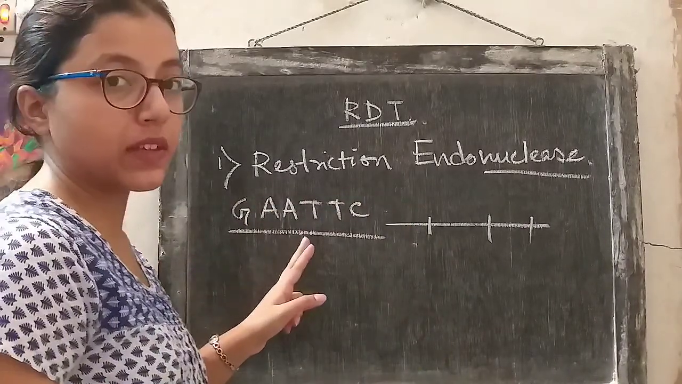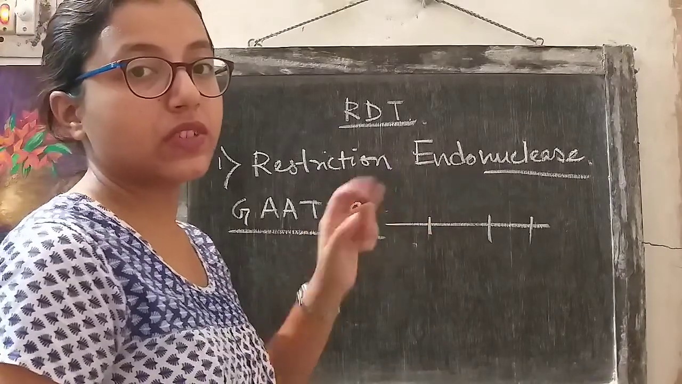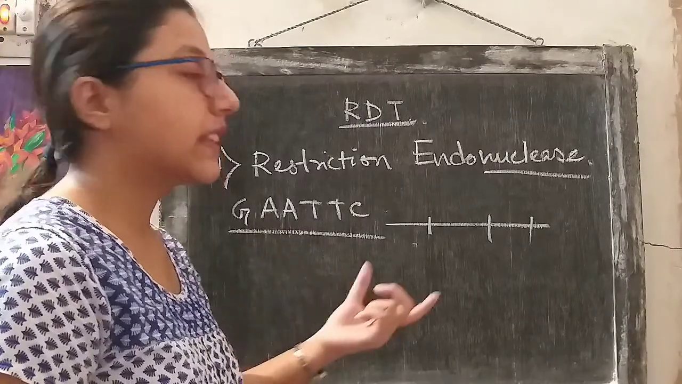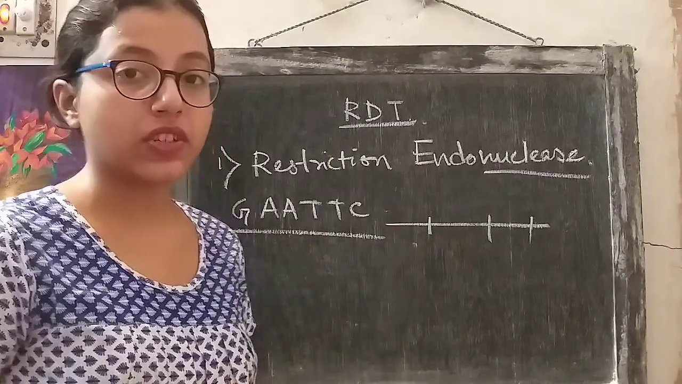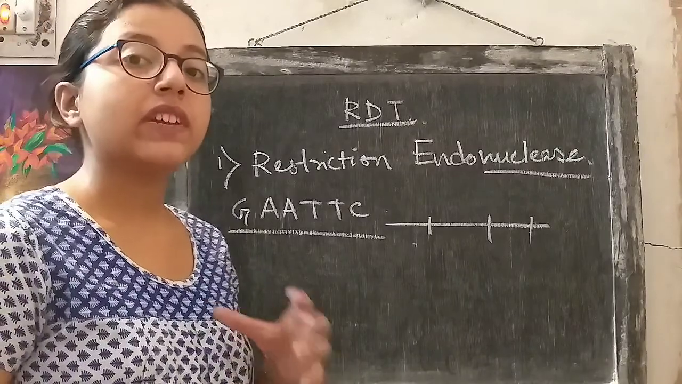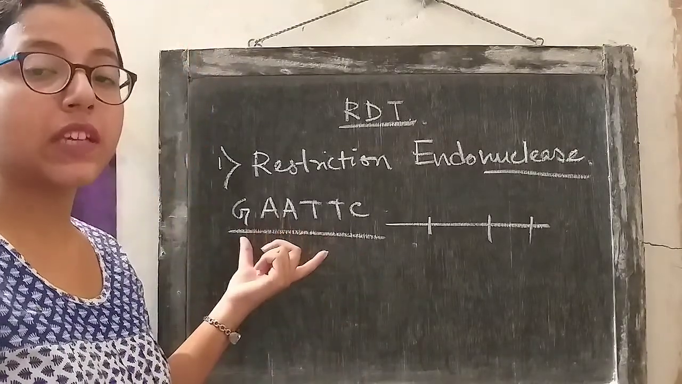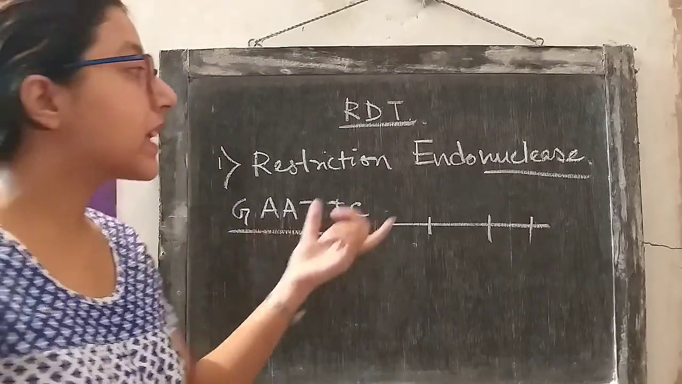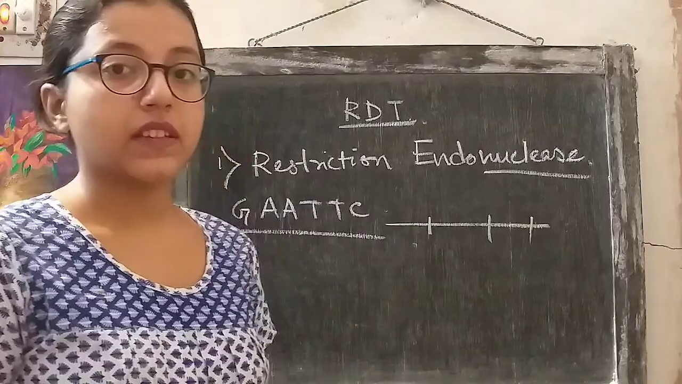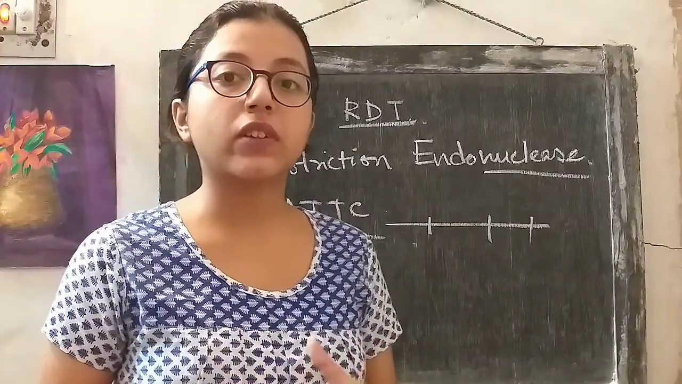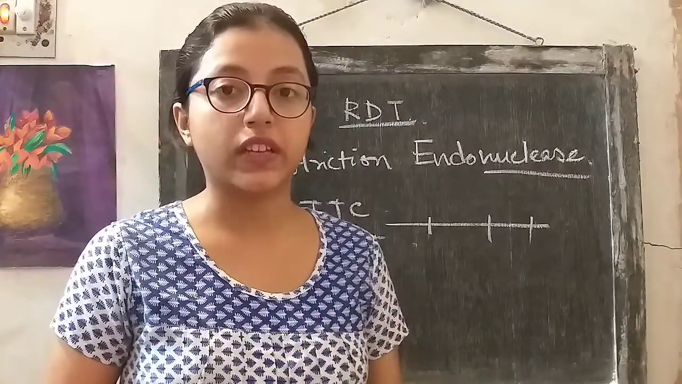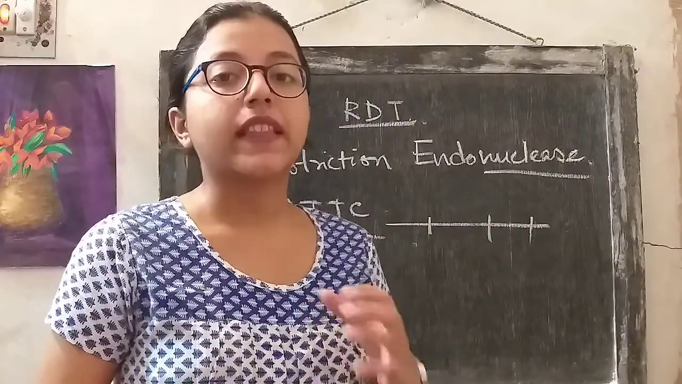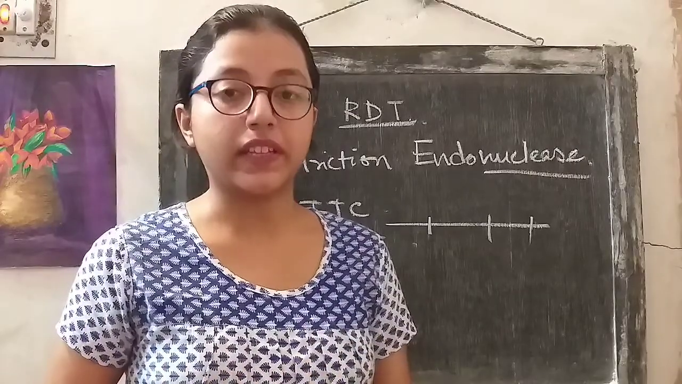This is the specific sequence that will be cut by the restriction endonuclease. So if this segment is not present in a DNA, then that DNA cannot be cut by the restriction endonuclease. The DNA will only be cut if this sequence is present in the DNA. So DNA containing this sequence will be cut by the restriction endonuclease. So due to the specificity of the nuclease, they are called restriction. These endonucleases are restricted to some particular sequences. That is why they are called restriction endonuclease.